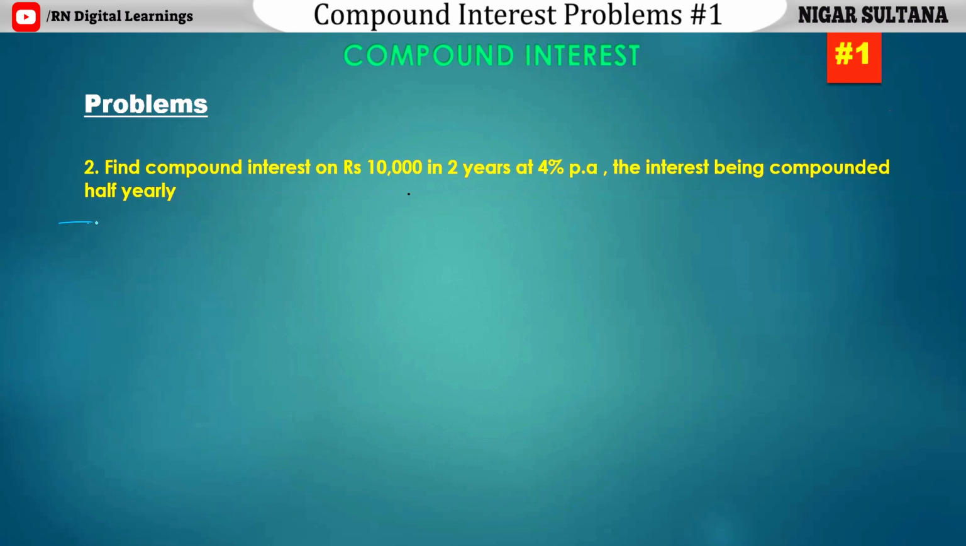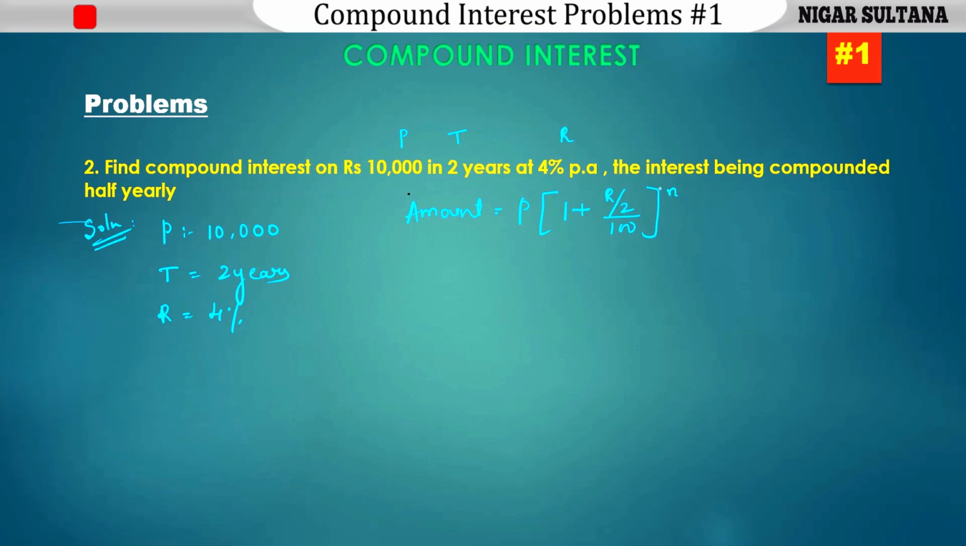Now what is the given data? This is our principal amount, this is time, this is rate of interest. P value is 10,000, T value is 2 years, R value is 4%. Now what is the formula? Amount is equal to P of 1 plus R by 2 by 100 to the power 2n, right?